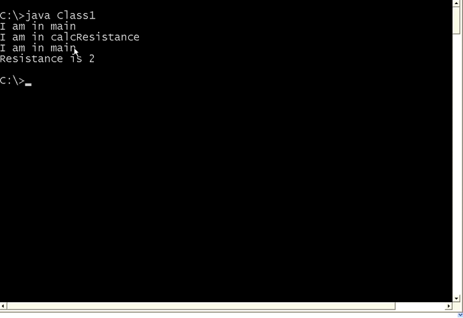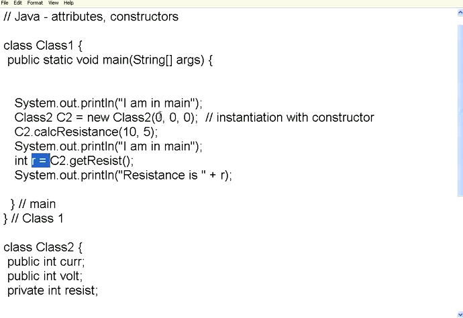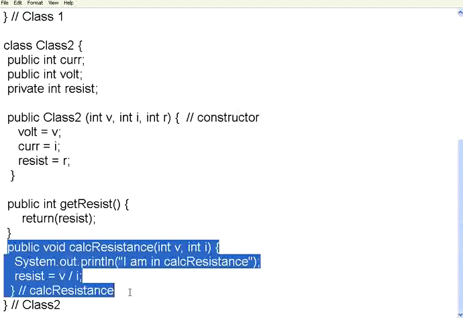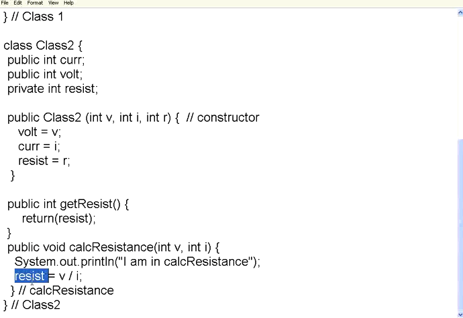Now when I do this, it is in class Main. It calls the getResist. Then it comes back to the main. Then it prints resistance equal to 2. How does it happen? You have initialized to 0, 0, 0. Then you are calling that with 10 divided by 5. This calculates that value. So this method is called because this is a public method. Since this resistance is a private attribute, no harm in setting that value inside Class2.